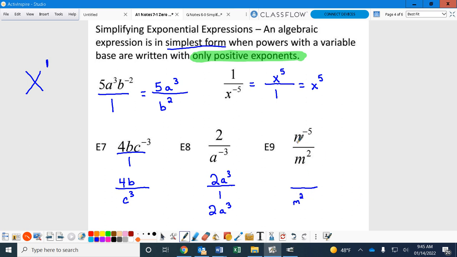Since the n has a negative exponent, I'm going to move it to the bottom. That's going to change from a negative exponent of 5 to a positive exponent of 5. Do you see that because I did that, they're in alphabetical order? Okay. And then you're going to have a placeholder on top of 1.